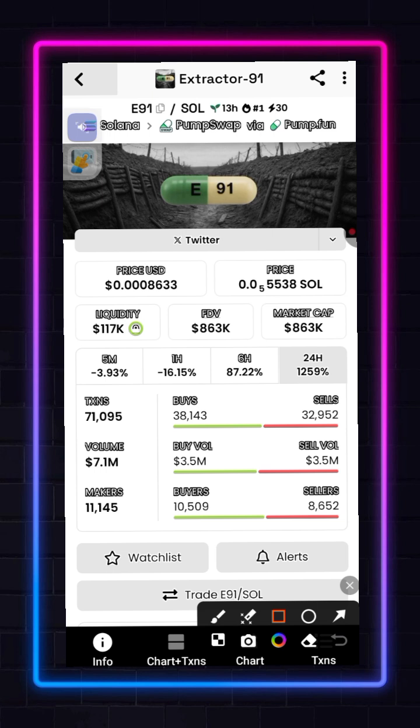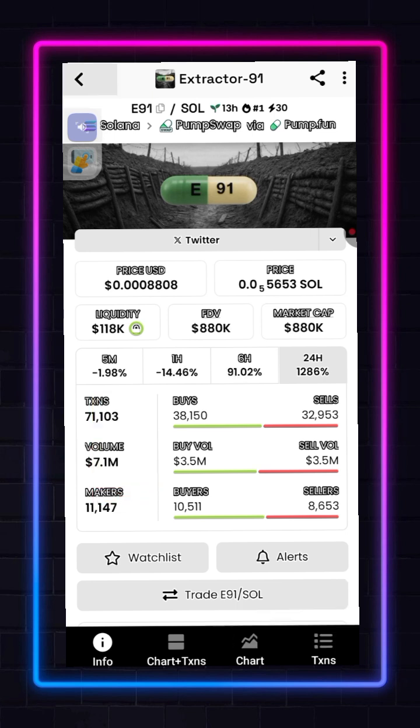If you are talking about buying volume, you see that the buying volume is equal to the selling volume, which means the market is still moving up. The current volume is around 7.1 million USDT. You can see it right here, 7.1 million USDT. And the current market makers is around 11,147 people. People are really trading this meme coin. So guys, let's scroll down.